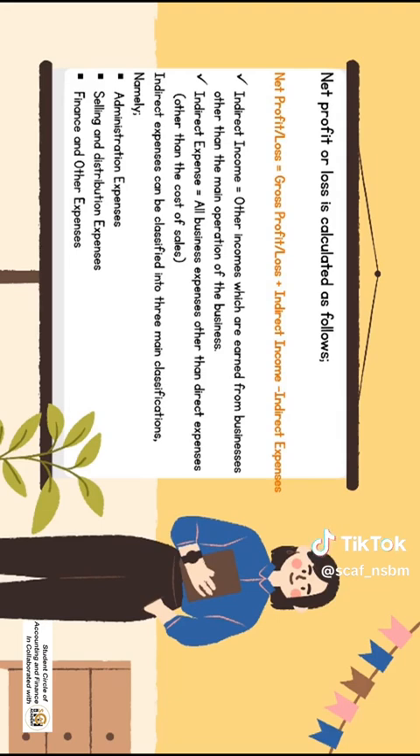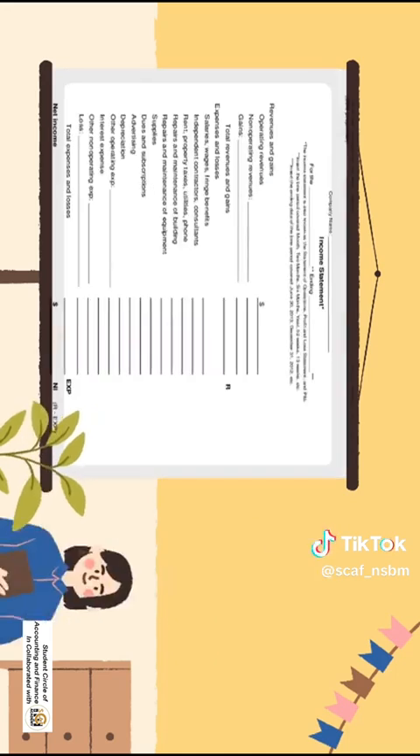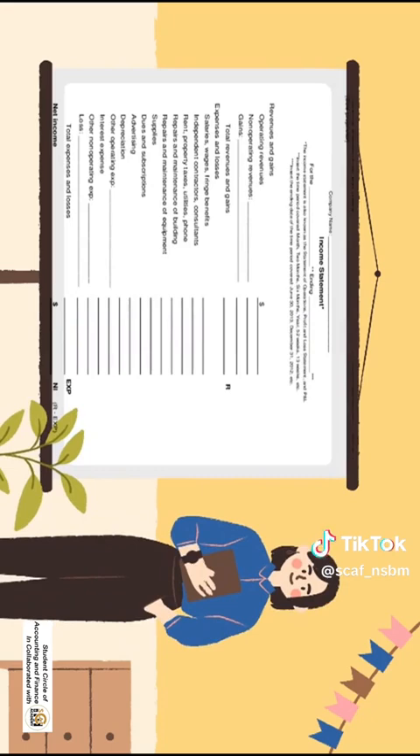Indirect expenses can be classified into three main classifications, namely administration expenses, selling and distribution expenses, finance and other expenses. This is the structure of income statement.